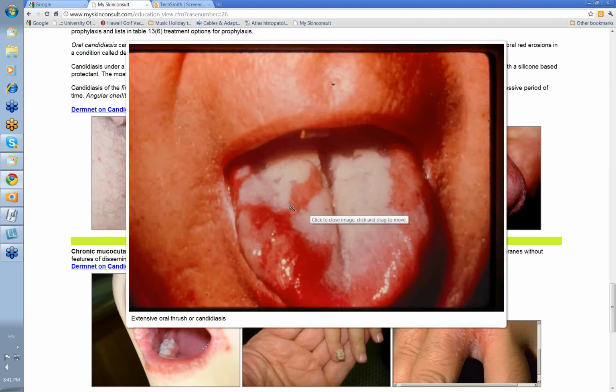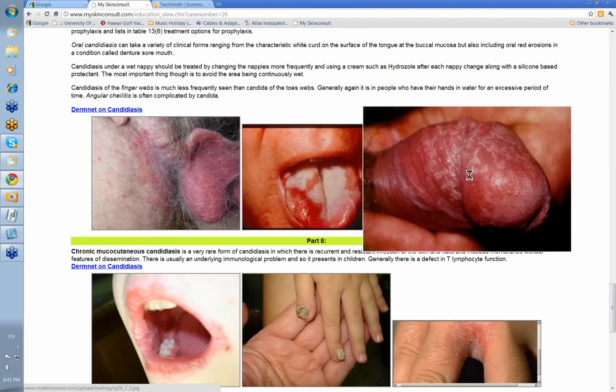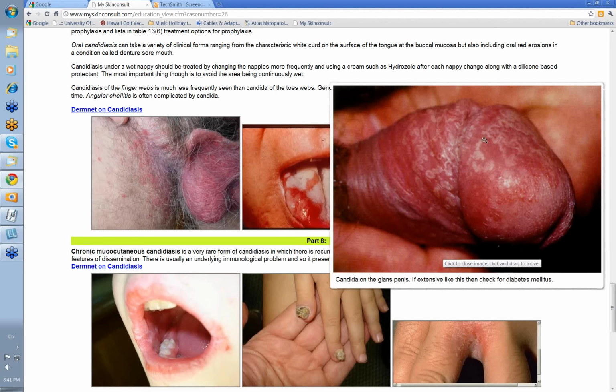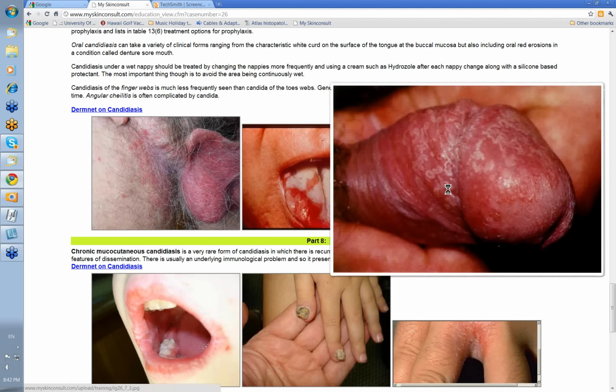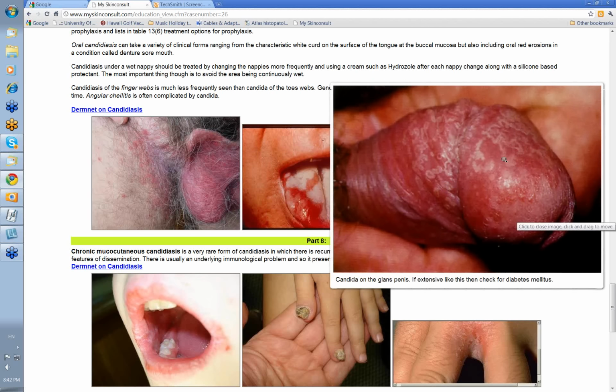There's a good plaque-like growth on the tongue, you know, extensive oral thrush of candidiasis. You can, in fact, wipe that away, but that is a really extensive one. And this is Candida on the glans penis. Again, you've got this white adherent surface that can be wiped away. You might look at that and think it's maybe lichen planus. It isn't. That'll all wipe away. Lichen planus wouldn't.